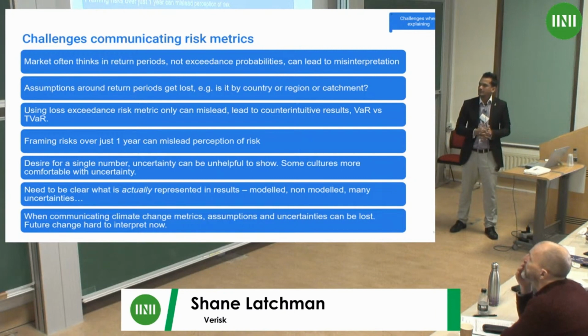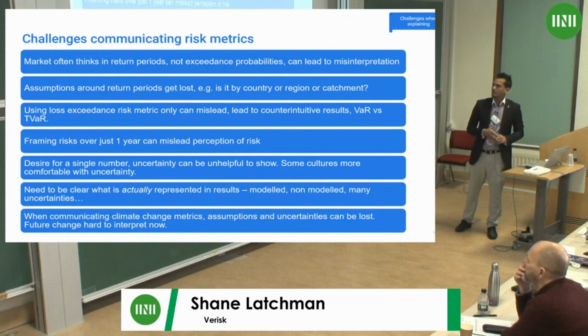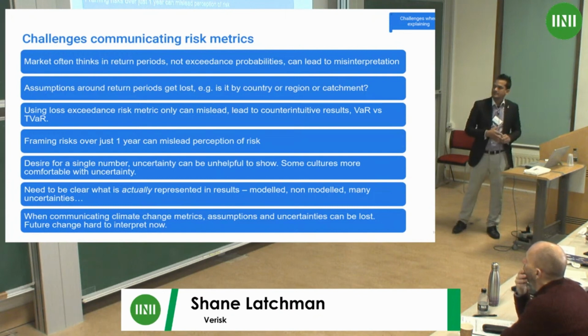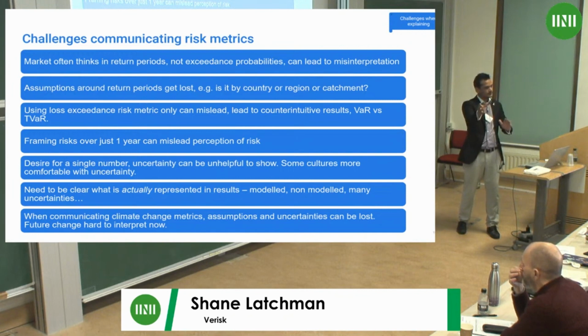Climate change is a very, very big topic in the insurance industry and the wider world. So lots of work is being done right now on it. When you communicate climate change metrics, often what I find is that assumptions and uncertainties get lost. You just get a number and then that gets communicated and you forget what was in it. The other part is that the future change can be hard to interpret. So you'll say, well, here's my loss now, here's my loss in 2050. And then you get a bit confused about how to then compare the two.